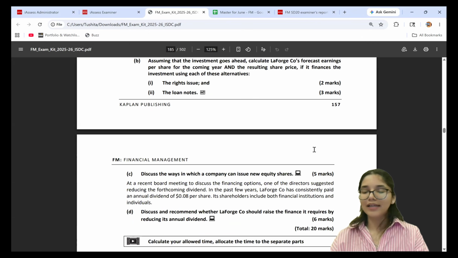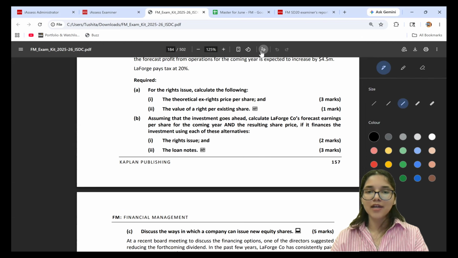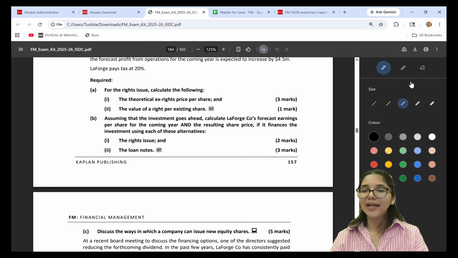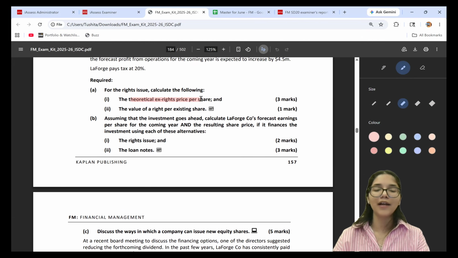So I scroll down and I see that my 20 marks are divided into 4 requirements, A, B, C, and D. The very first requirement, which carries 4 marks in total, for the rights issue, I have to calculate the TERP, the theoretical ex rights share price. Let me also keep highlighting the information that is important. I'm highlighting my final requirement. I need to find out the TERP. I need to find out the value of a right per existing share. This is what I have to do for 4 marks.